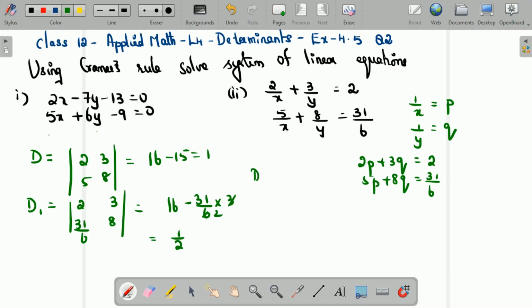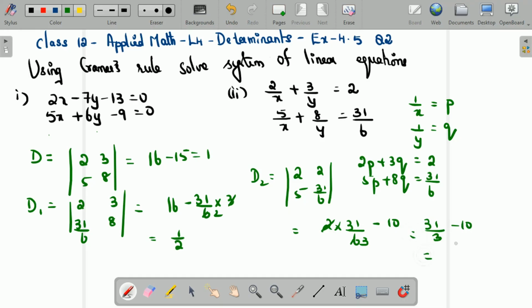Now let's compute D2 value. D2 value is going to be equal to 2, 5 and in this case 2, 31 by 6. So if you evaluate, it is 2 into 31 by 6 minus 10. So if you cut this off, this is 31 by 3 minus 10. So this is going to be 31 minus 30. So it is 1 divided by 3.